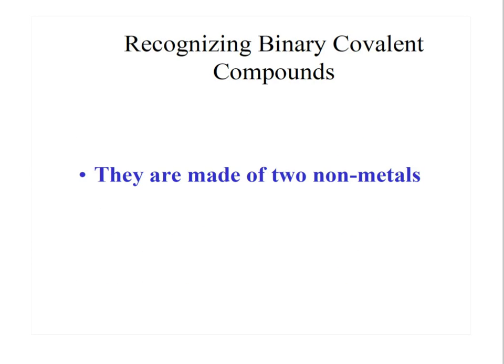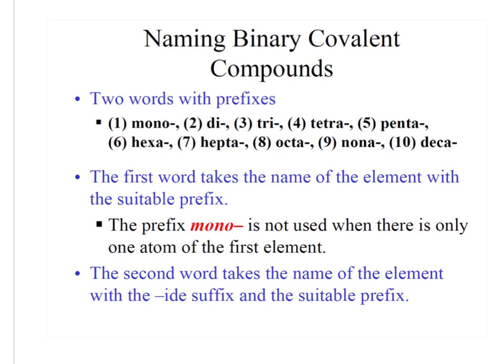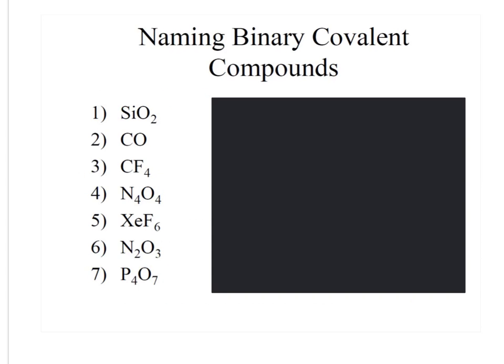Okay, so recognizing binary covalent compounds, they're going to be made up of two nonmetals. Here is your list of prefixes, and remember you don't use the prefix mono- on the first element, and always change the second element to -ide at the end. Okay, so name these, pause the video, check your answers.